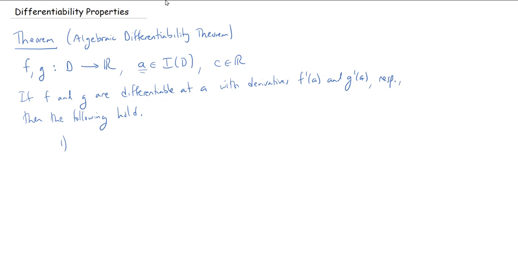Okay, so number one, you guessed it, homogeneity. If I multiply my function f by some constant c, I get a new function, and this function is still differentiable. I'll abbreviate differentiability with diff at a. And what is the derivative? Well, I take the derivative just for f at a, and this is just some real number, and I multiply it by c.